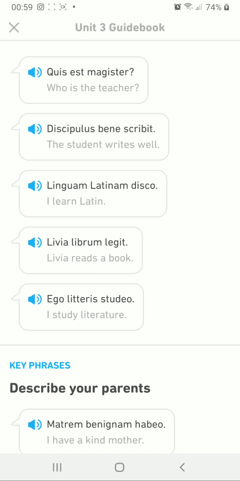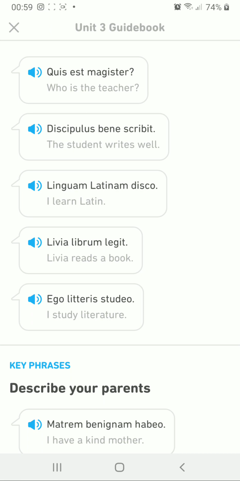So we got that. Ego literis. I study. There's a difference between I learn and I study. Disco is I learn, but ego literis. So let's listen to all of them. Livia librum legit. Ego literis studeo. Studeo is I study. But literis, it's literature.